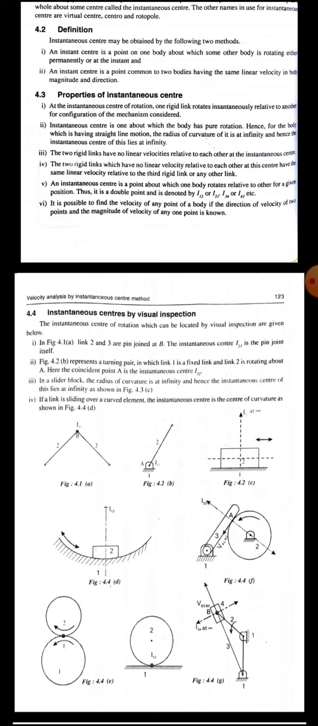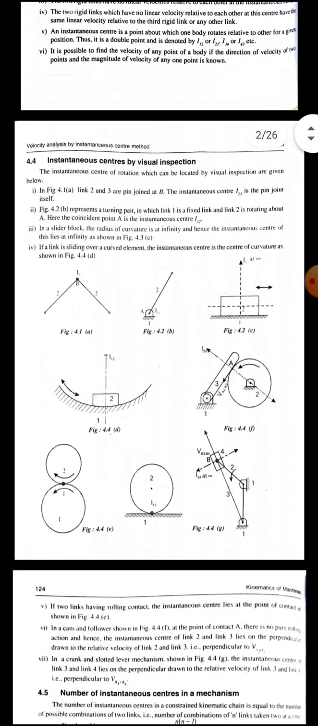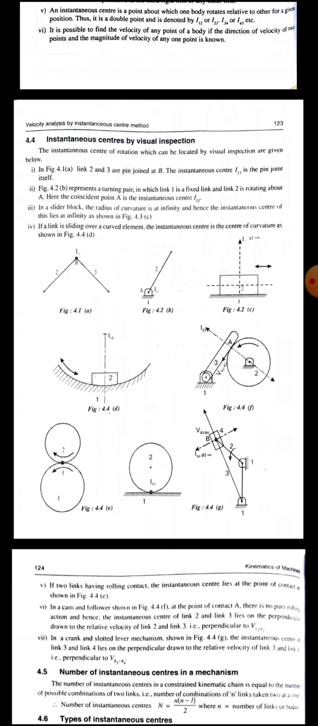Look at figure D. The link is sliding over a curved element. The instantaneous center is the center of curvature as shown in the figure. So therefore, I12 is the center of curvature. Look at figure E. Two links having rolling contact. Then the instantaneous center lies at the point of contact as shown in figure E, which is I12.